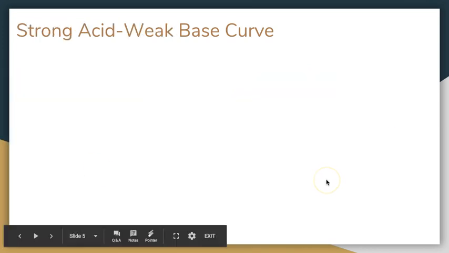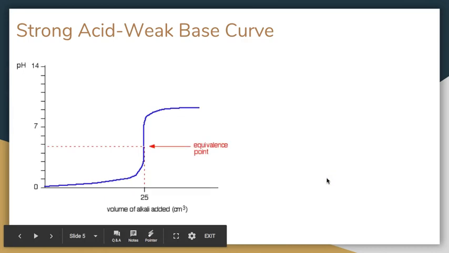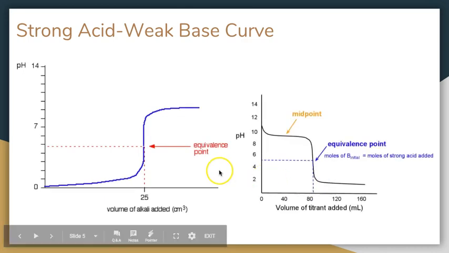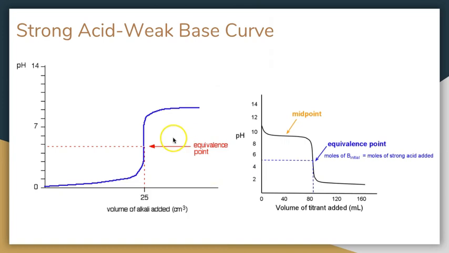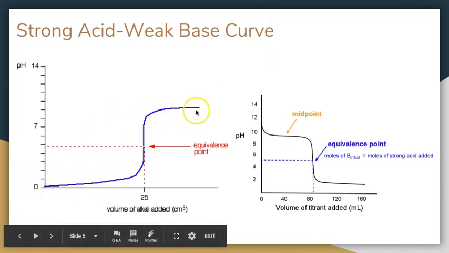Now let's look at a strong acid with a weak base. I'm going to show you two different curves. They're actually of the same thing. This one looks just like all the other ones because we're starting with an acid and we're titrating with a base, so it ends up basic.